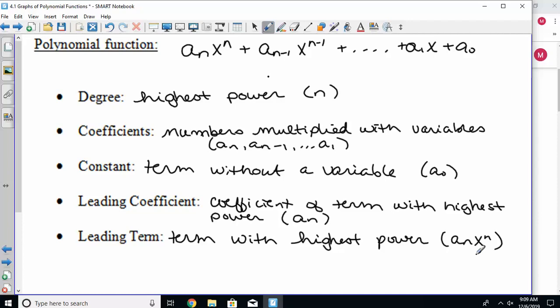Okay, so those are all terms. I'm not necessarily going to say write the definition of these, but I'll give you a polynomial and ask, what's the leading coefficient? How many terms do we have? What's the constant? You should be able to answer any of those questions if I ask.